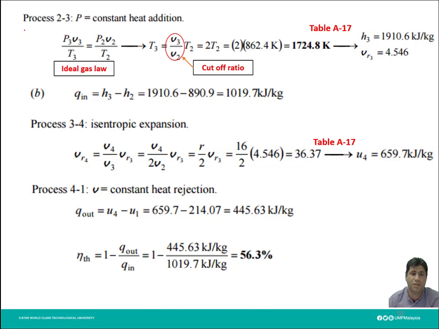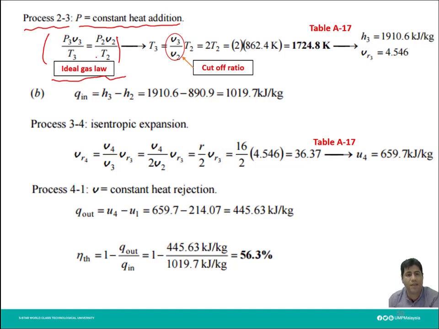The process from state 2 to state 3 is a constant pressure heat addition process, and based on the ideal gas law, because based on our assumption the air in this cycle is an ideal gas, we can write the ideal gas law for this process from state 2 to state 3: P3V3 divided by T3 is equal to P2V2 divided by T2.